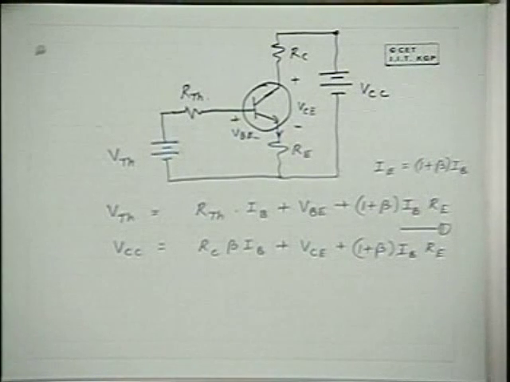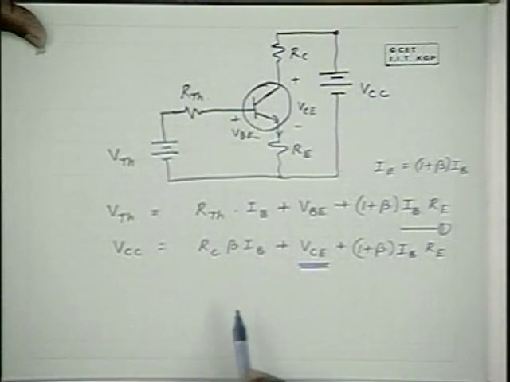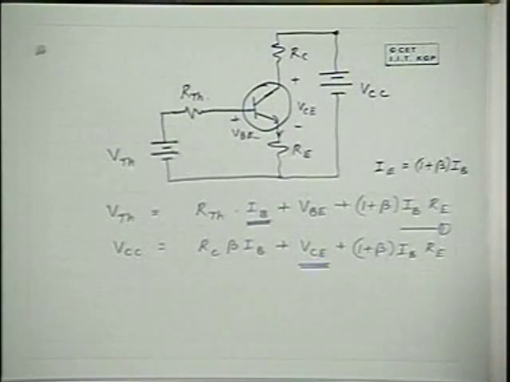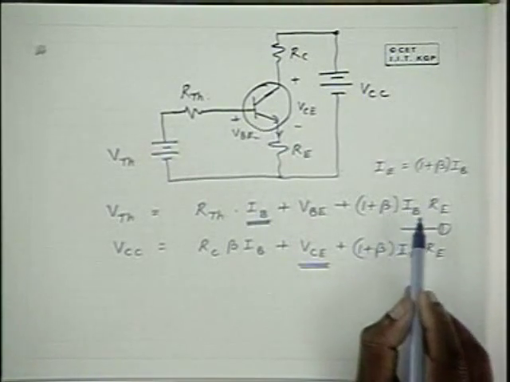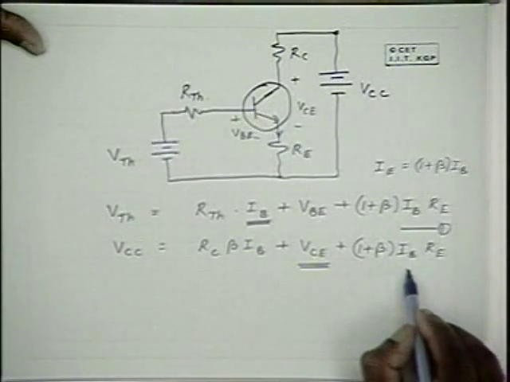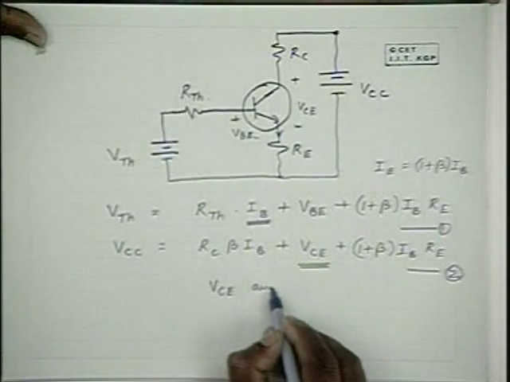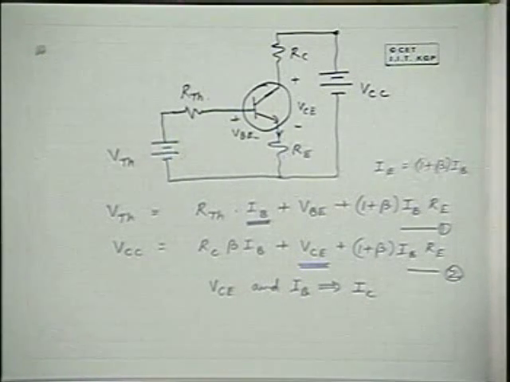Now what are the unknowns here? The Q point is the unknown. That means VCE is not known, IC is not known, IB is not known. We know that VBE is of the order of 0.7 volts, and we know beta, RE, R Thevenin, V Thevenin, VCC and RC. So now by solving these two equations, we can find out VCE and IB, thereby IC can be determined, and that gives the Q point. So this is Q point analysis.